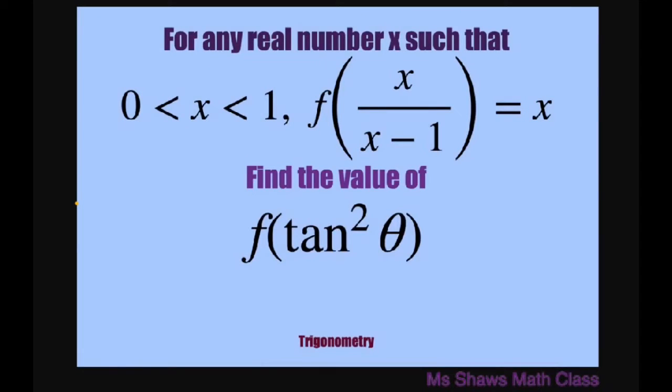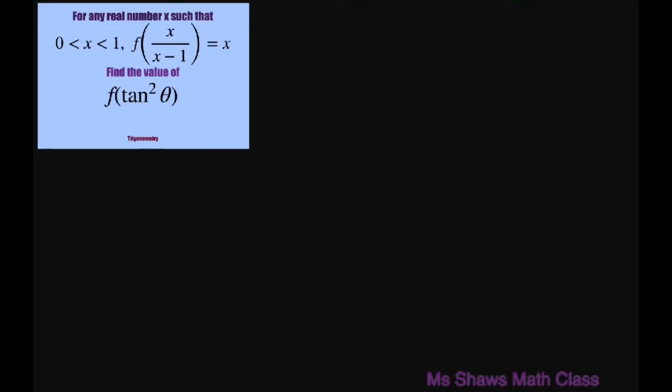Everyone. For any real number x such that x is in between 0 and 1, and we have f of x divided by x minus 1 equals x, we're going to find f of tan squared of theta. Alright, so the first thing we want to do is look at this piece right here, so we can find tan squared of theta.